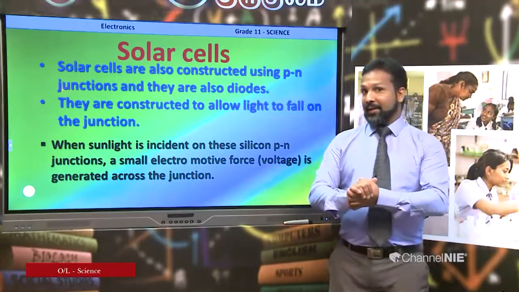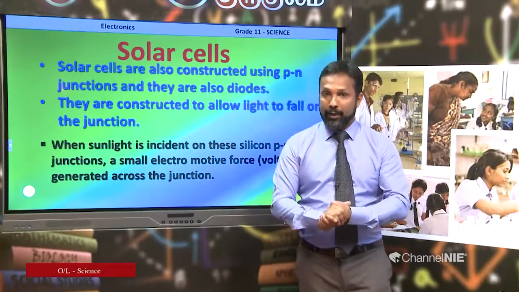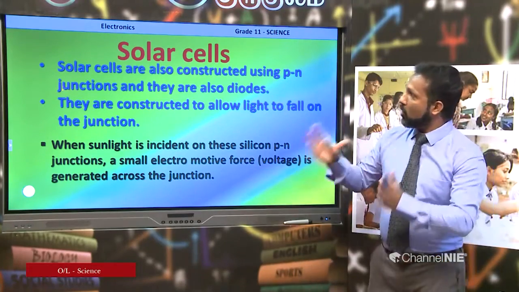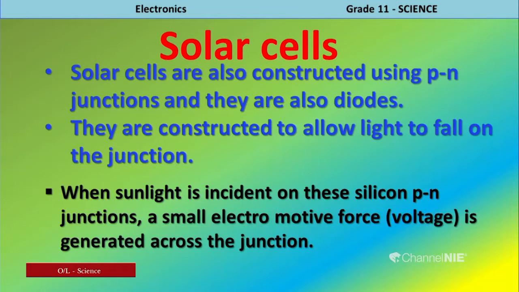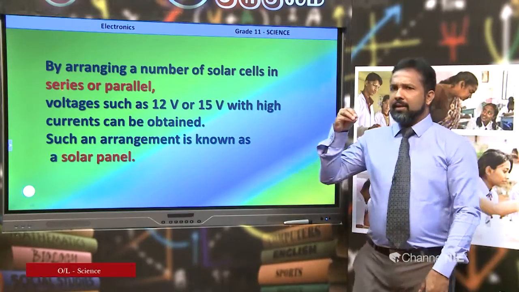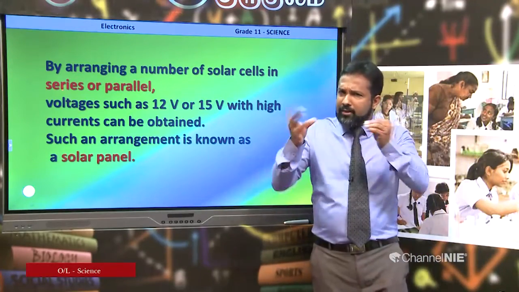Let's focus our attention on final topic of our lesson, solar cells. What are solar cells? Solar cells are also constructed using PN junctions. They are also called as diodes. They are constructed to allow light to fall on the junction. When sunlight is incident on the silicon PN junction, a small electromotive force is generated. As a result, it generates a very small current. But a solar cell produces a very small current.